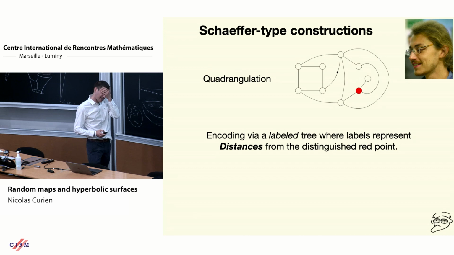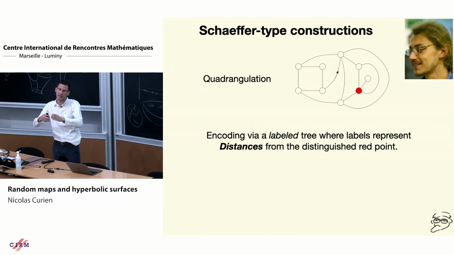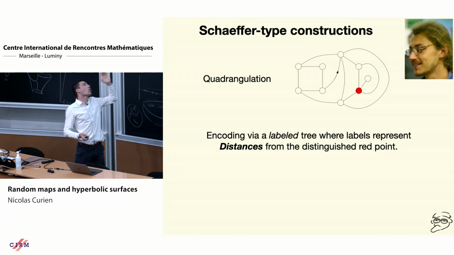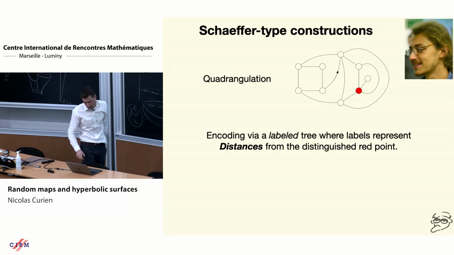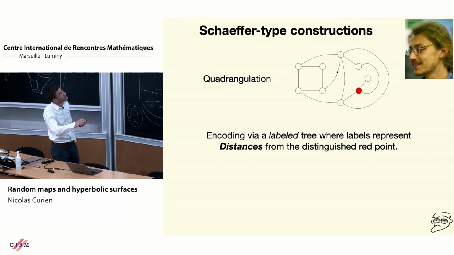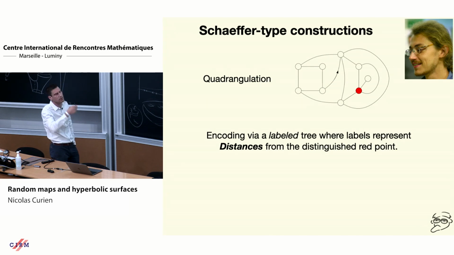So let's start with the case of maps. To spare you a bit of technicalities, I will change my model of maps a bit. Instead of considering triangulations where I was gluing triangles, I will now consider quadrangulations where all the faces are quadrangles. I'm gluing quadrangles instead of triangles. All of what I'm saying can be adapted to the case of triangulations, but it's more technical. And actually, we will encode those objects. So again, genus 0 and n quadrangles.